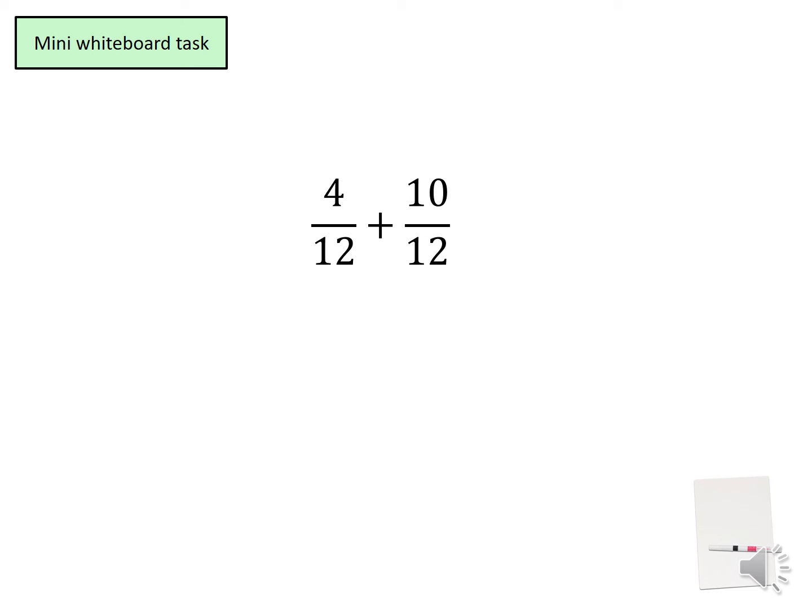Okay, welcome back. So again, the denominator doesn't change because we are still dealing with 12ths. So I've shaded in 4, added another 10, so in total I have 14 parts out of 12. So what that means is, we have a top-heavy fraction, so we have an improper fraction.